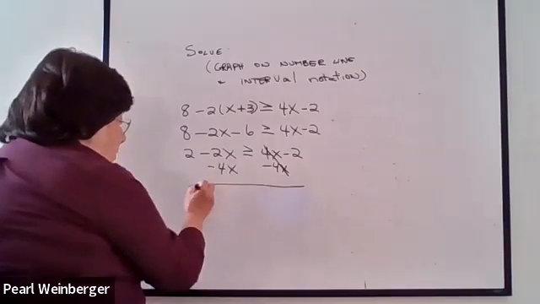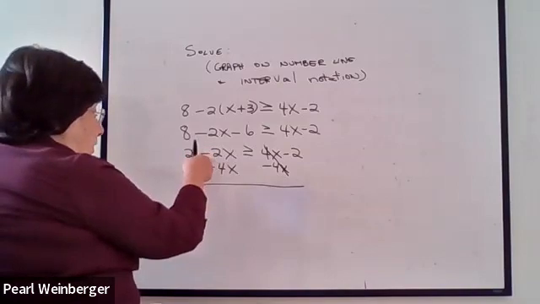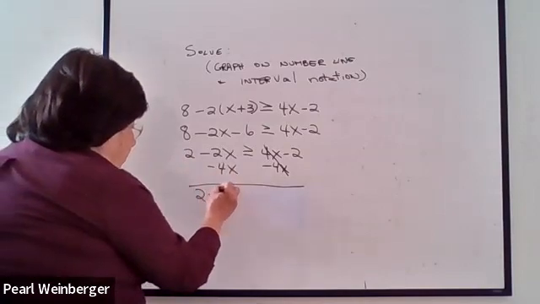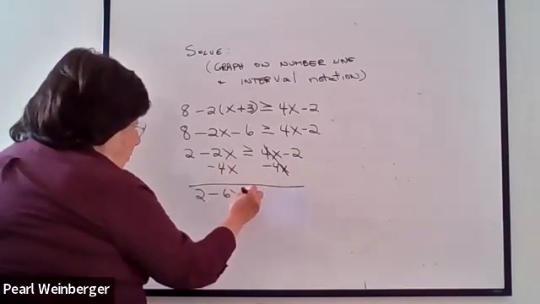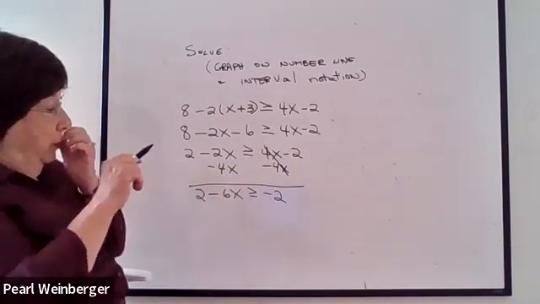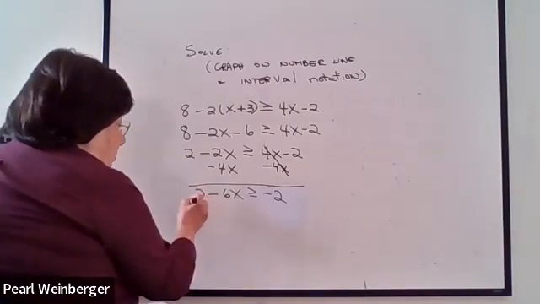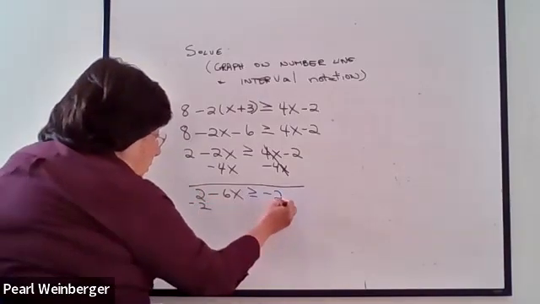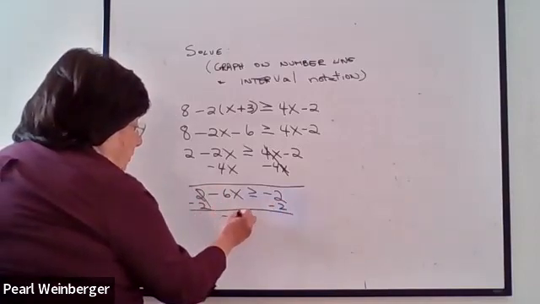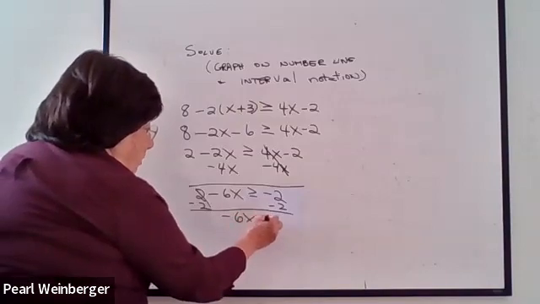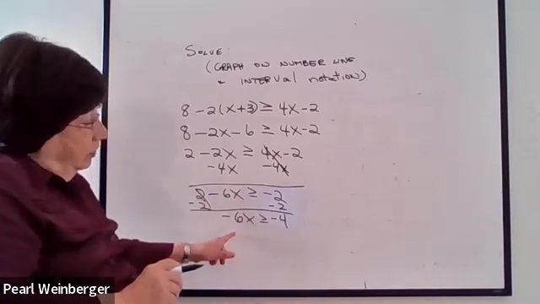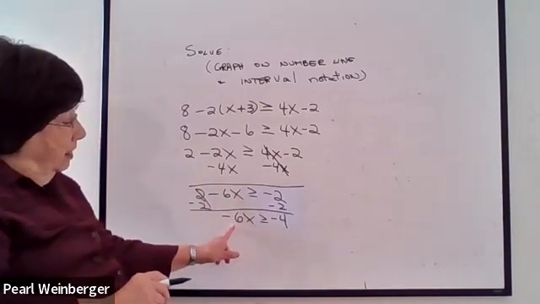which will leave me the 2 that we had before. -2x combined with -4x gives us -6x, greater than or equal to -2. Don't forget those signs. And now I'm going to bring this 2 to the other side. So I'm going to do -2 from both sides, which will give me -6x greater than or equal to -4. And now I have to divide everything by -6.